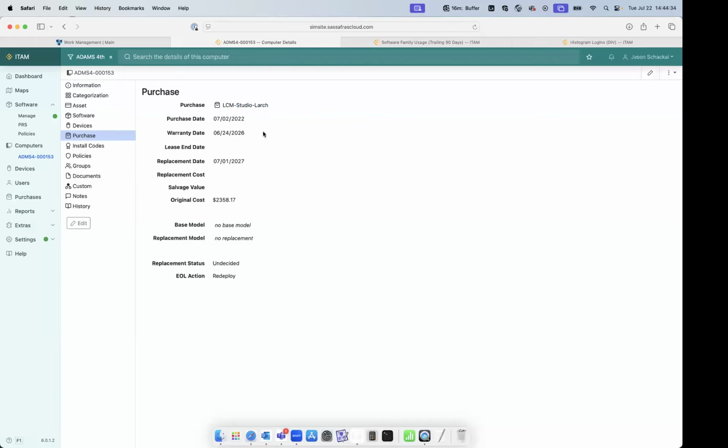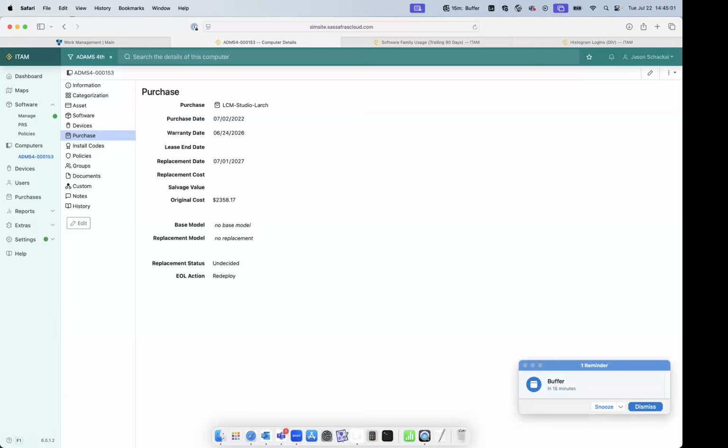We still have a lot of details about the purchase of this asset that's a part of the asset record itself. We've got integrations that can pull in warranty dates and purchase dates from Dell and Lenovo and HP and Microsoft Surface. That kind of information can also come in from Intune or Jamf. And then things like the replacement date can be automated, and the cost can come in from the purchase or can be bulk edited or imported.